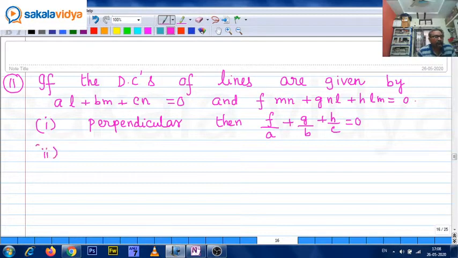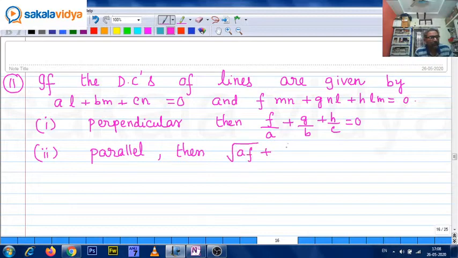Second point, parallel. When do we say parallel? Then root of AF plus root of BG plus or minus, it may be, no problem, root of CH equals 0. With the help of these two conditions, we say perpendicular and parallel. That's the perpendicularism condition. Next one is the parallelism condition.